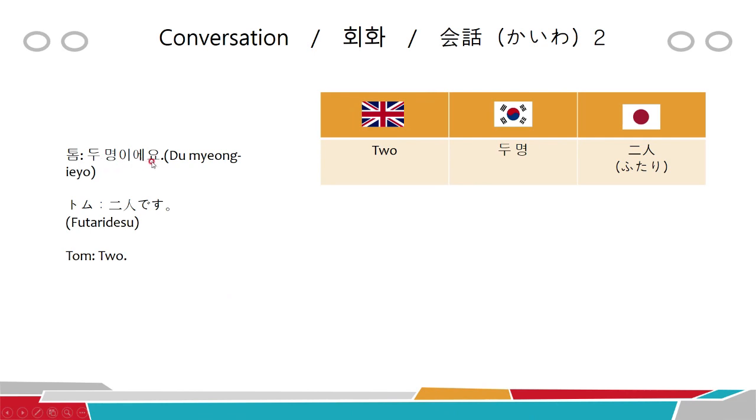두 명이에요. 二人です. Two. Two in Korean is 2명. In Japanese, it's 二人. 명 and this kanji means people. I forgot to put the people at here. However, without the people, you can understand what it means, so there will be no problem with it.